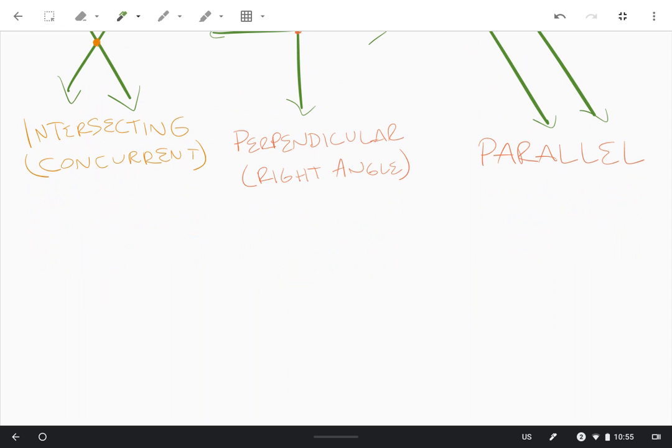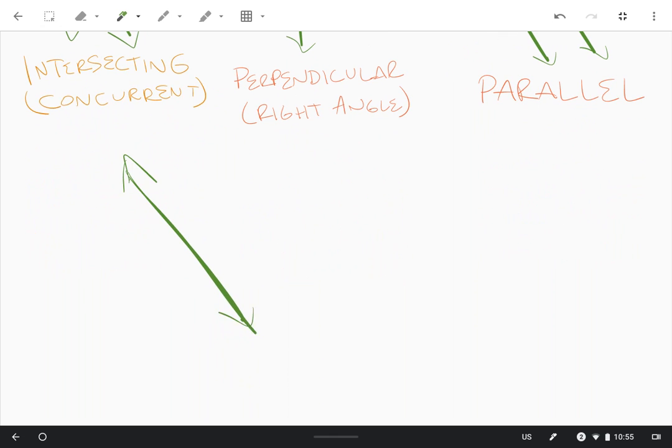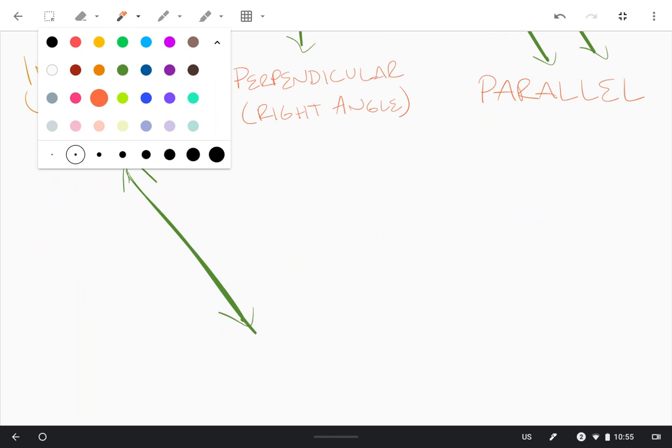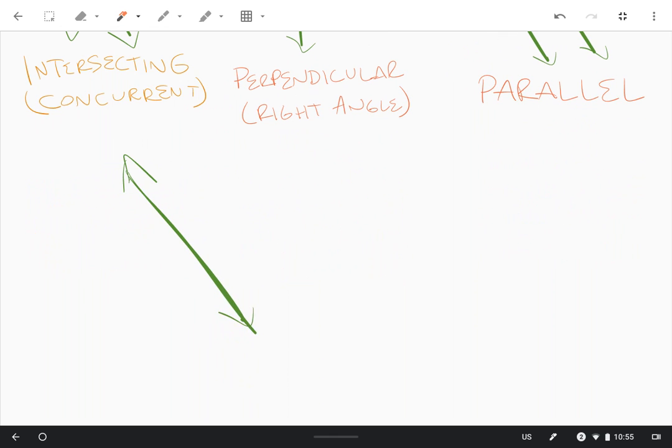One is what happens when you have lines that are the same, essentially. So in other words, they both cross the same set of points. When that happens, we call it coincident lines. So again, this is the same line, right? So there's no real way to distinguish between the two. They cross the exact same set of points.